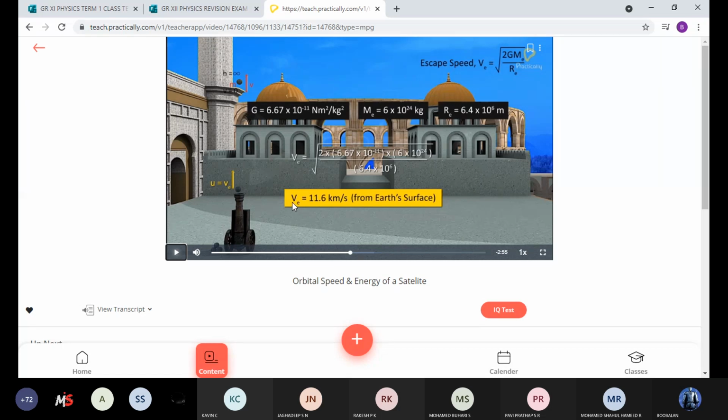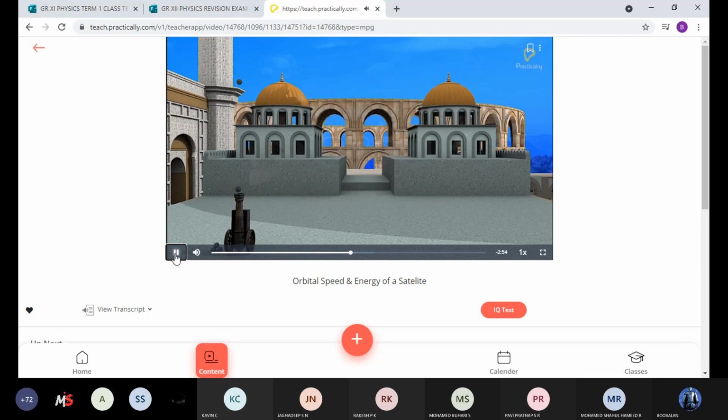That is the gravitational pull. V is equal to 11.2 kilometers per second. So within a second, you want to throw 11.2 kilometers. Just imagine it, a fraction of a second.